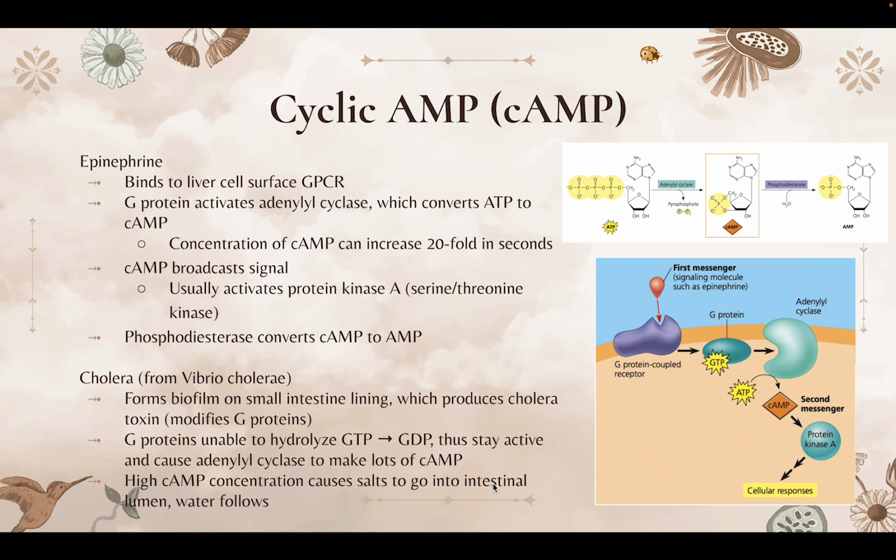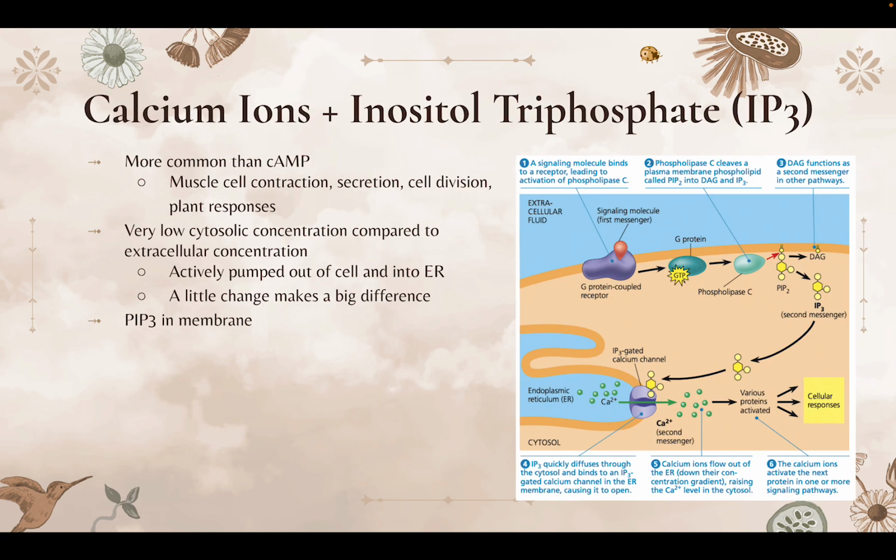All right, so we're going to talk about how cyclic AMP is important for cholera. Cholera forms a biofilm on the small intestine lining, and that makes cholera toxin, which modifies G proteins. G proteins are rendered unable to hydrolyze GTP, and thus they always stay active. You're going to make a lot of cAMP. What results from that is a lot of salts are going to go inside your intestines from the cells lining your intestines. That's going to draw a lot of water out via osmosis, and that's why cholera causes really bad diarrhea. So yeah.